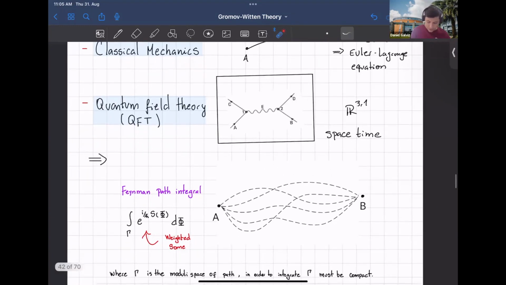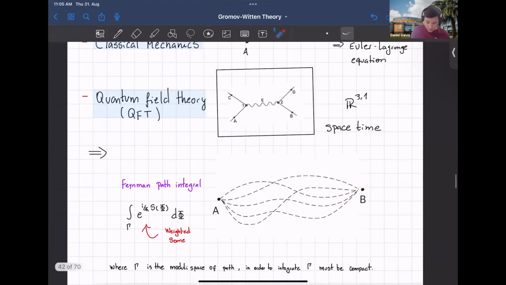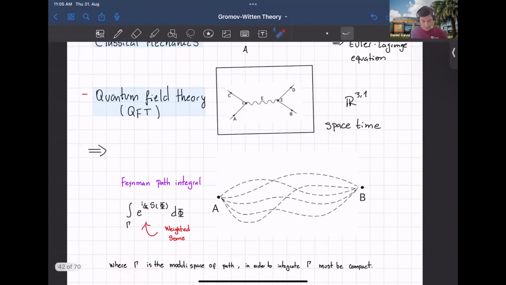And then we integrate over all the possible paths, right? And all these possible paths are going to be described by the moduli space that I call here gamma. In order to integrate over gamma, in order to integrate over all these paths, it should be compact. Otherwise, you will have an infinite sum. And even if it's compact, you can still have an infinite sum. We will see this later on.